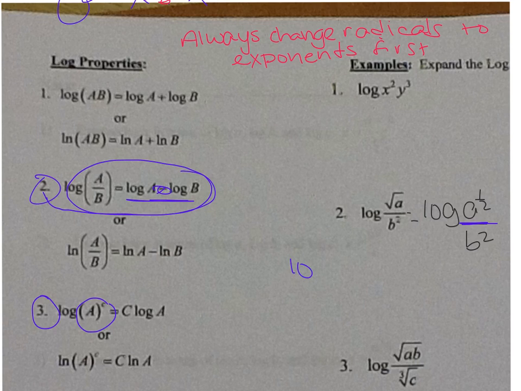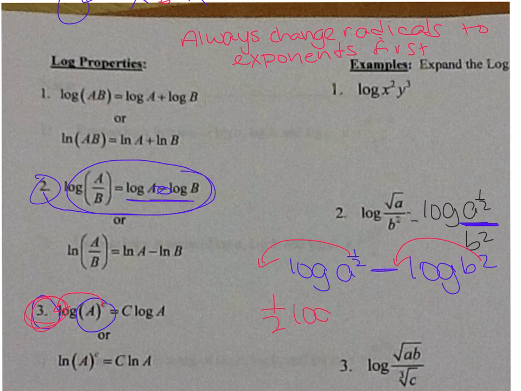So it's going to be log a to the half power minus, because I came to a division symbol, log b squared. Now I could use rule number 3 and take the exponent and put it in the front. Exponent in front. Exponent in front. So it's 1/2 log a minus 2 log b. And that would be my final answer for that one.